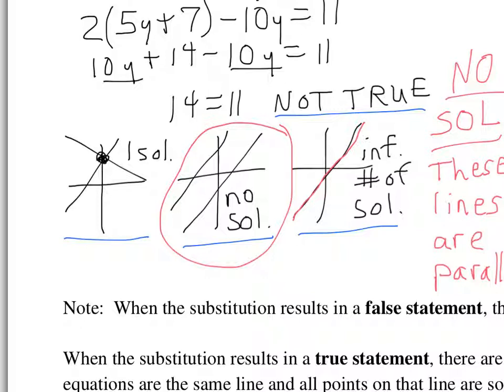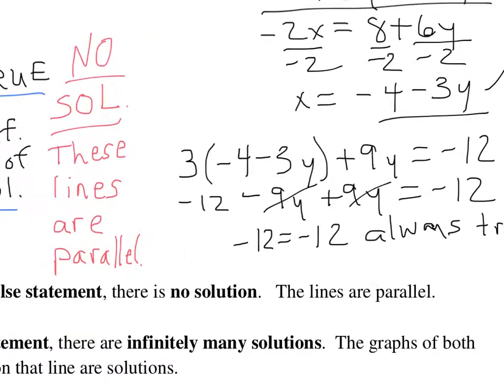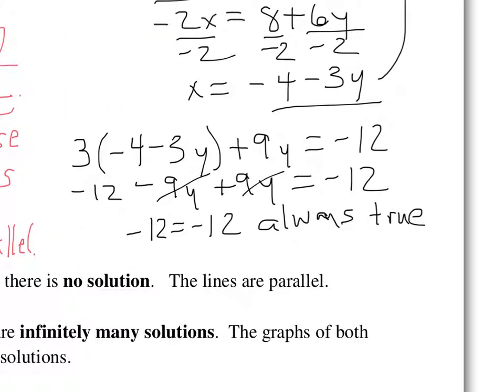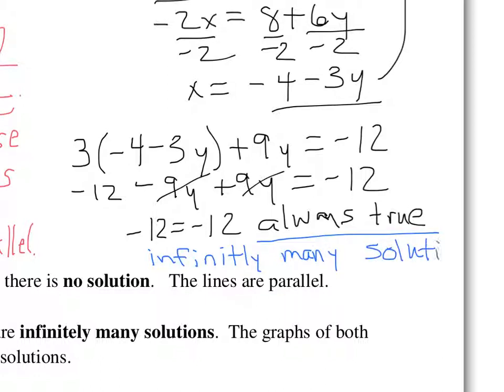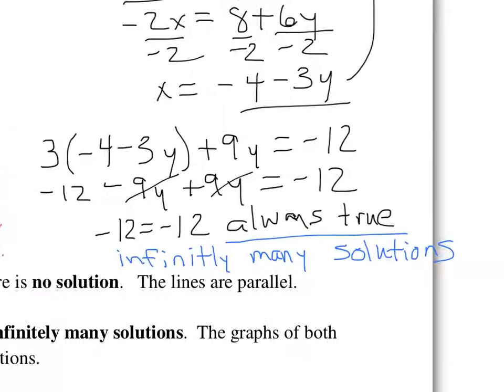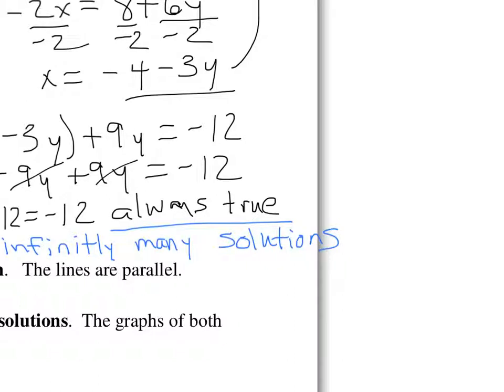How do we know when there's infinitely many solutions? Every point on the line is true. Or, algebraically, we get something that is always true. That tells us that there are infinitely many solutions. Infinitely many solutions. And that happens when it's the same line.